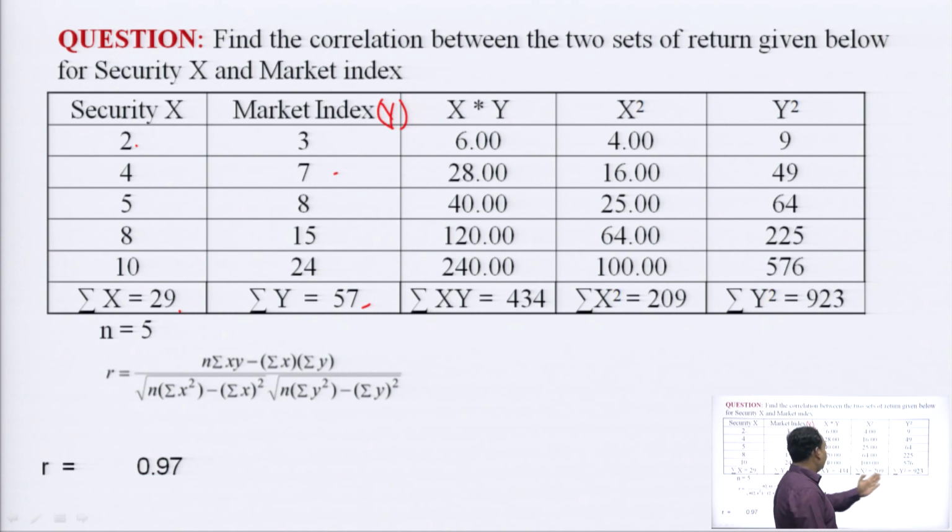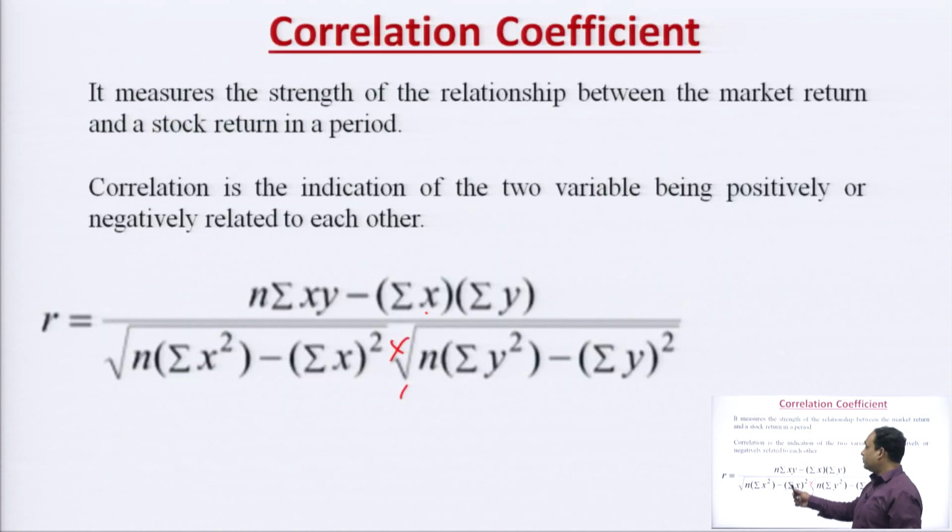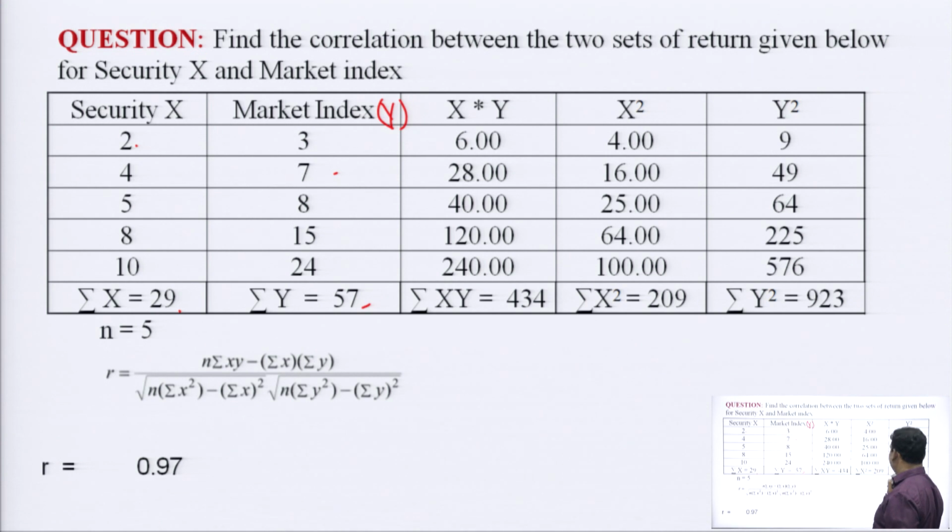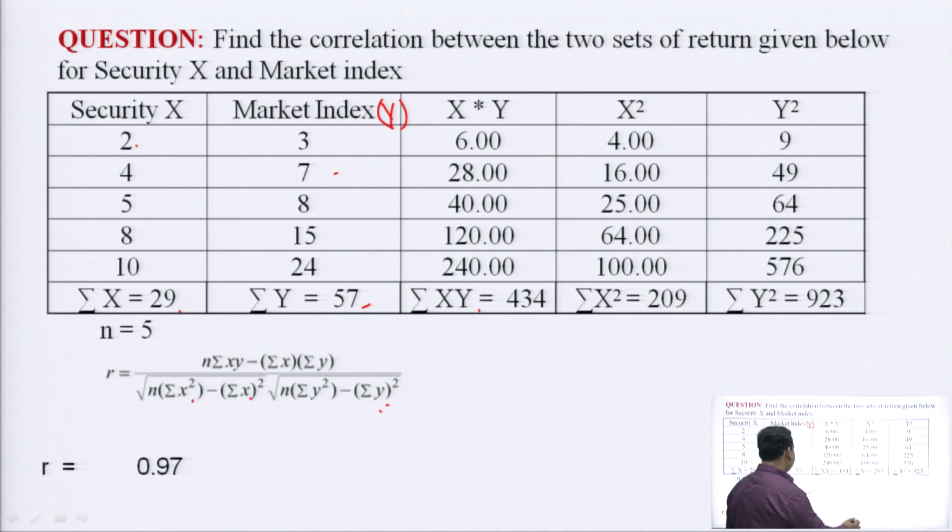Once we have all the figures as per our formula, summation xy, summation x, summation y, summation x square, summation x whole square which is 29 whole square, summation y square, and summation y whole square which is 57 whole square, we plot the figures as per the formula and get 0.97.